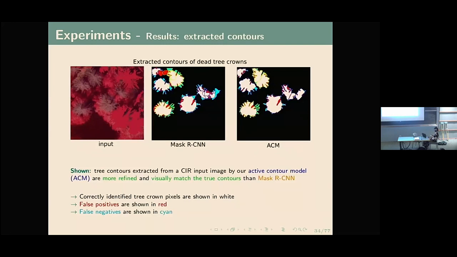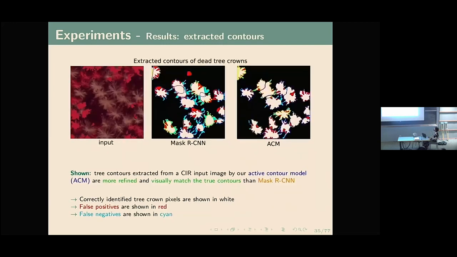Cool. And here's another example where there are even more contours going on, and you can see how well we're doing and not doing. There's a lot of room for improvement, but this is a huge improvement over this.